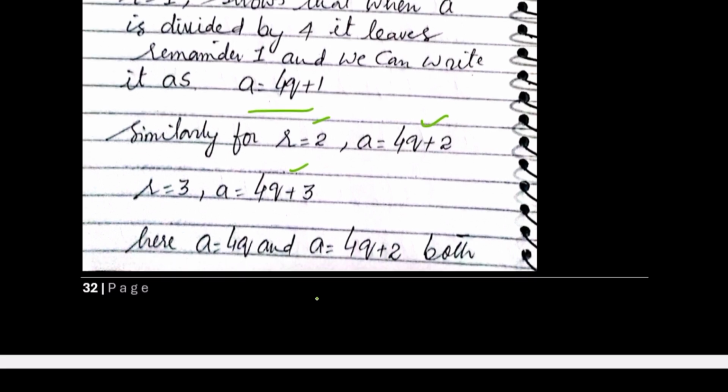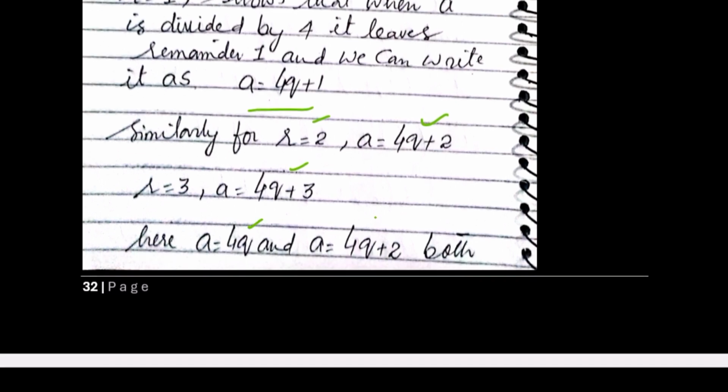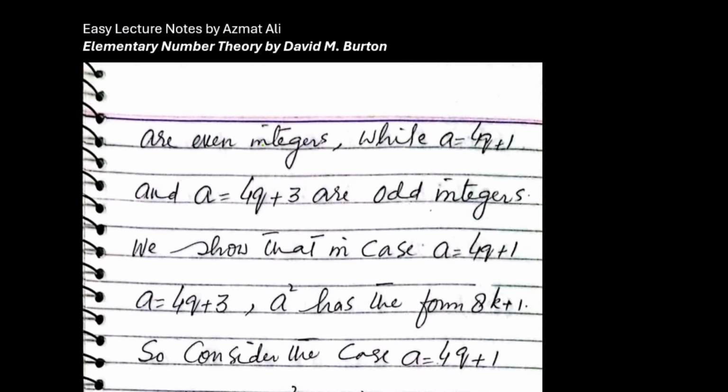So here a is equal to 4q and 4q plus 2. Both are even integers, while a is equal to 4q plus 1 and a is equal to 4q plus 3 are odd integers. So we show that in case when a is 4q plus 1 and a is 4q plus 3, your square is of the form 8q plus 1.